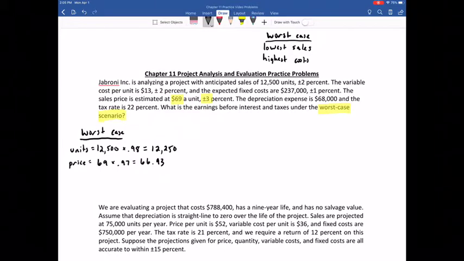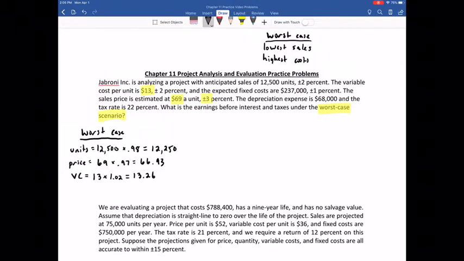Now we deal with our costs. Variable costs, worst case scenario, would be as high as possible. Our variable costs are $13 plus or minus 2%. So I'm going to take $13 and multiply it by 1.02. So an increase of 2%, that's 102% of $13. And my new variable cost per unit would be $13.26.